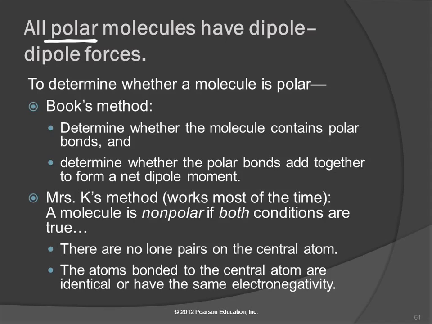And we learned about how to decide if a molecule is polar or not when we talked about Lewis structures and shapes of molecules. So we're just going to review it here. The book's method says determine whether the molecule contains polar bonds and then determine whether the polar bonds add together to form a net dipole moment.